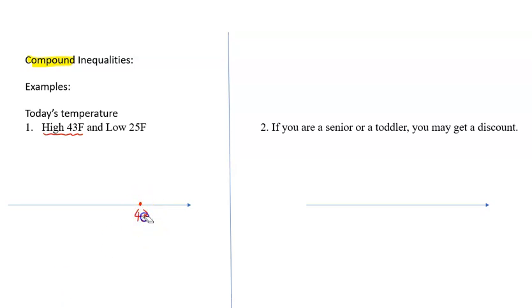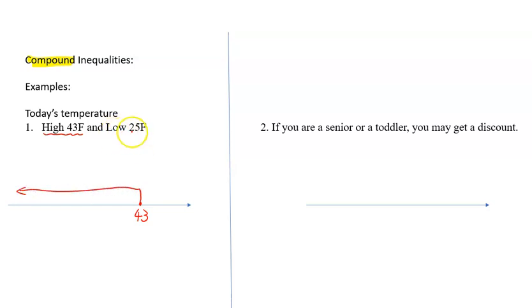In this video, we're going to look at compound inequalities. So the word compound means we have more than one inequality. So here we have some real-life examples. The first one is about the temperature. So let's say the highest temperature today is 43 degrees. So that means the temperature today is going to be 43 or below.